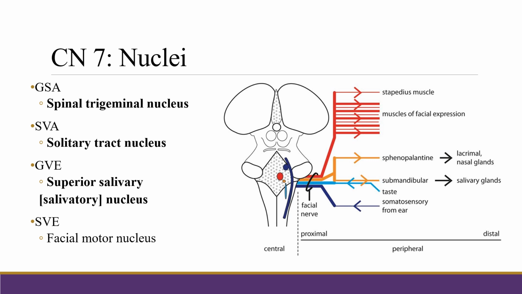So the cranial nerve 7 nuclei, it's GSAs going through that spinal trigeminal nucleus. So remember, trigeminal isn't just for trigeminal. It's super tricky that way, right? So we think of it more like a tract, remember? I think of it kind of like that spinothalamic tract. SVA, solitary tract, again, not just one thing, solitary, kind of a misnomer there, right? GVE, superior salivatory nucleus, this makes sense. So 7, saliva, superior salivatory, 7 S's, okay? SVE, facial motor nucleus, and then a nice picture there to kind of help you study.